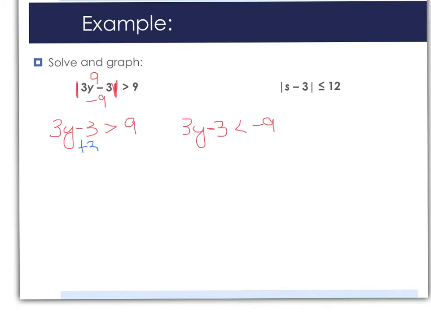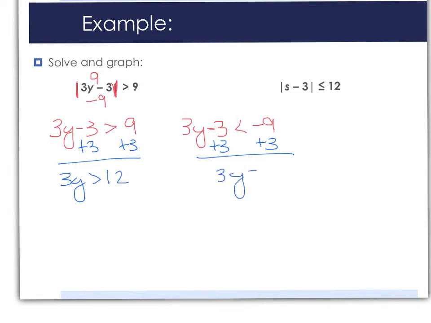I can now use the SIC process by adding 3 to both sides of both inequalities. 3y then is going to be greater than 12. Over here, 3y is going to be less than negative 6. Divide both sides by 3. y is going to either be greater than 4 or y is going to be less than negative 2.